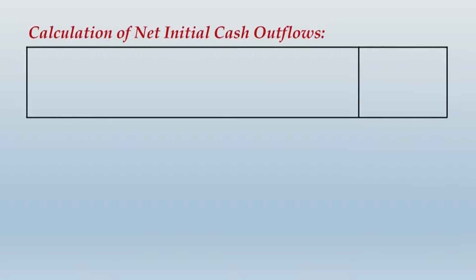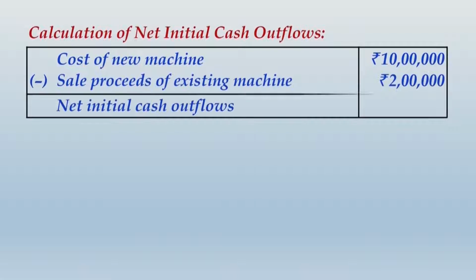We compute the initial cash outflow. The cost of the new machine is 10 lakhs, and if you go for replacement, the sale value of the existing machine will be 2 lakhs at present. So your net initial investment will be 8 lakhs. Quickly take note of this working and then I take you ahead.